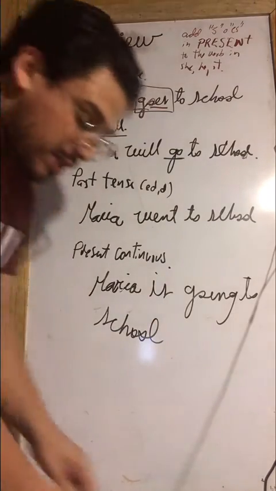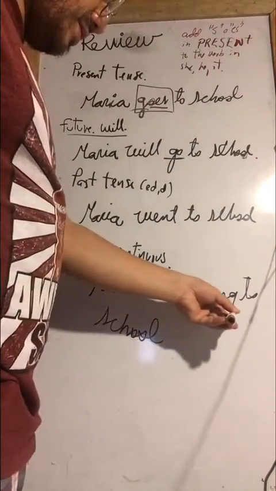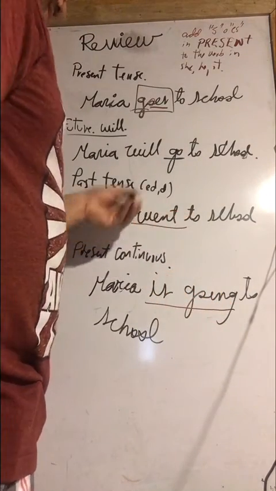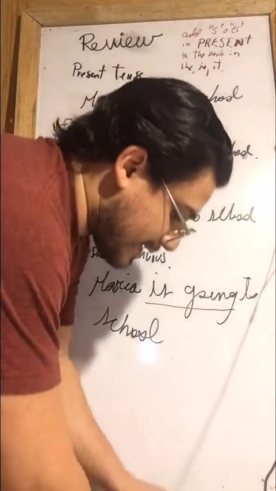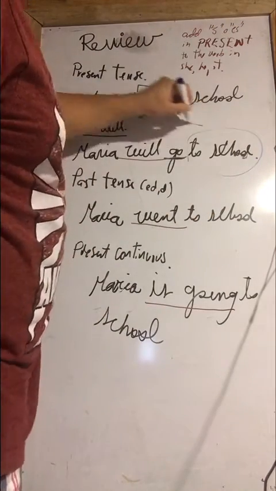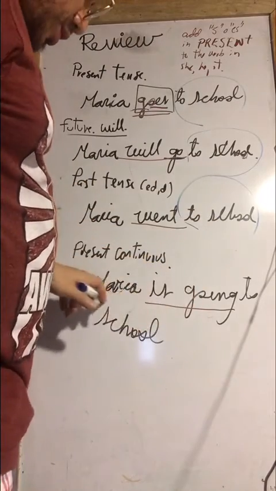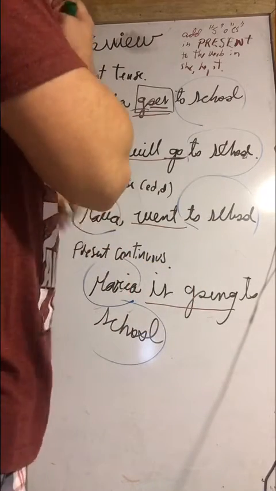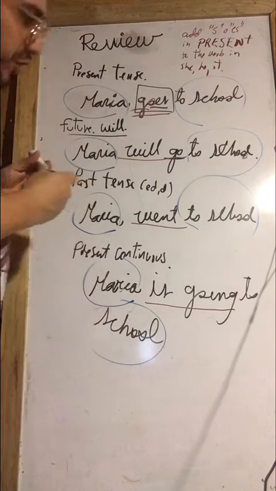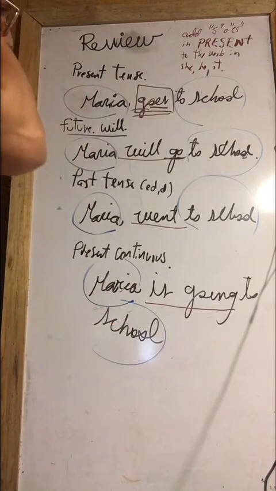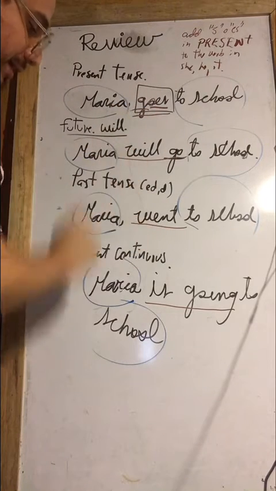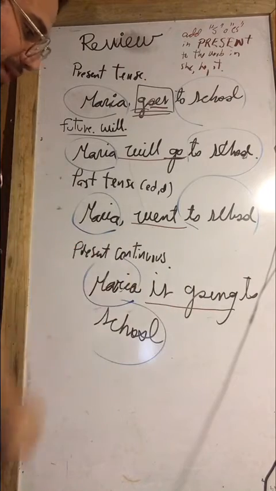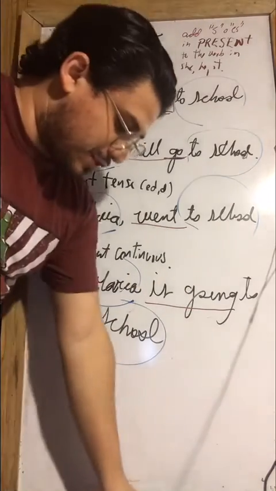Okay? So as you can see, the only things that change through the sentence are these. Everything else is exactly the same sentence: to school, Maria. So the only thing that you are going to change is your action. So you go from go or goes to will go in the future, to went in the past, and is going in the present continuous. Let's make another example so I can give you your homework.